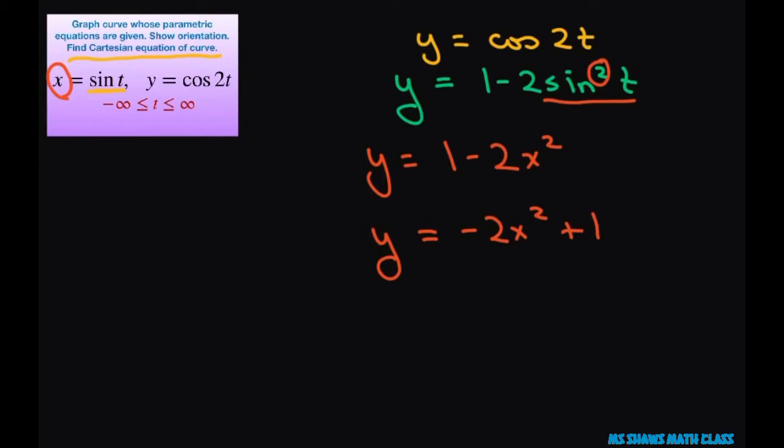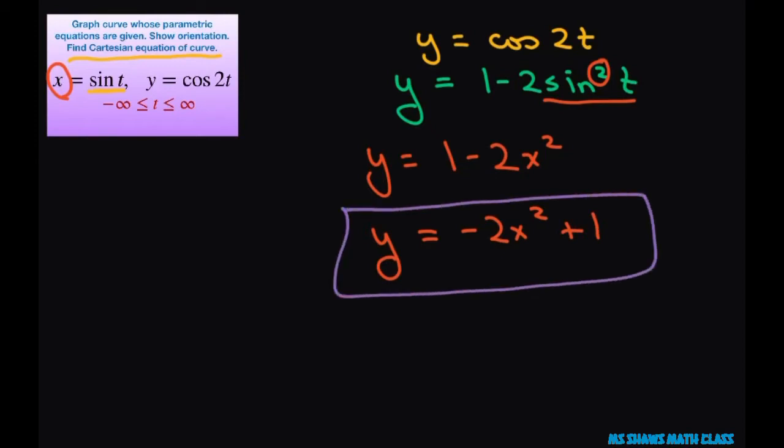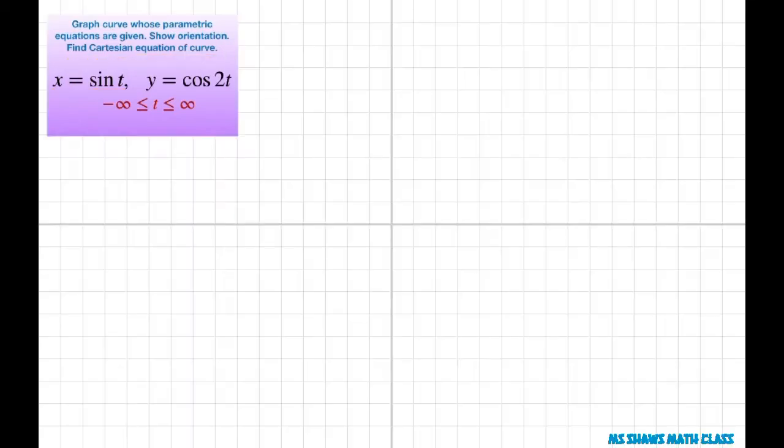So this is just a quadratic that opens down, a parabola that opens down. So that kind of helps us with the graph. Now, for cosine and sine, the values go from 1 to negative 1. And I'll show you what I mean here.